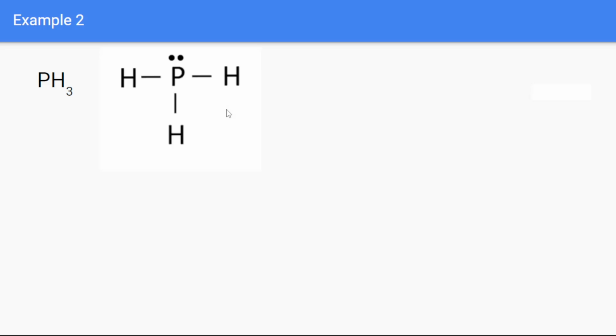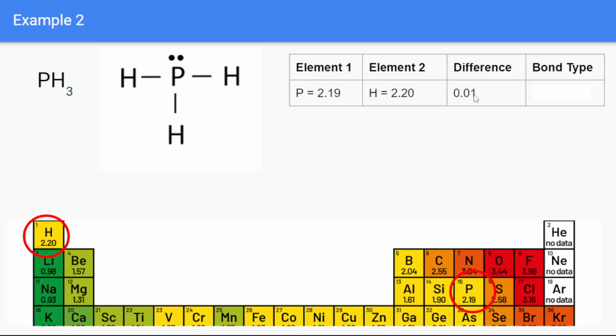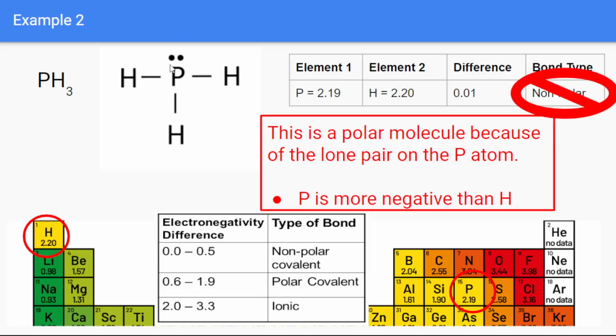Another example, PH3. We have a difference of 0.01, so you would think that this would be nonpolar, right? But we have a lone pair of electrons which are fully negative. They're not being shared, they're fully negative, and it's on the central atom. The key there, the central atom. So this is actually a polar covalent because of the lone pair on the central atom, and phosphorus is more negative than hydrogen.